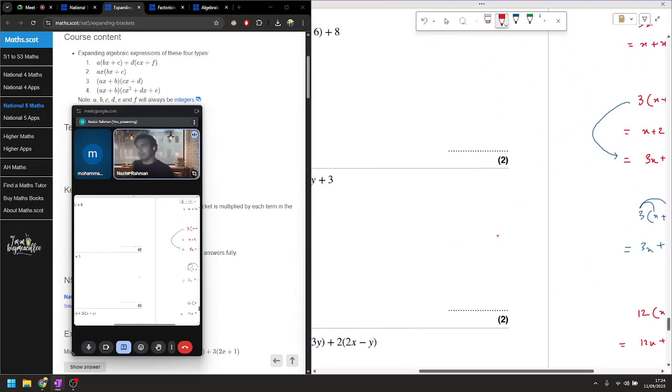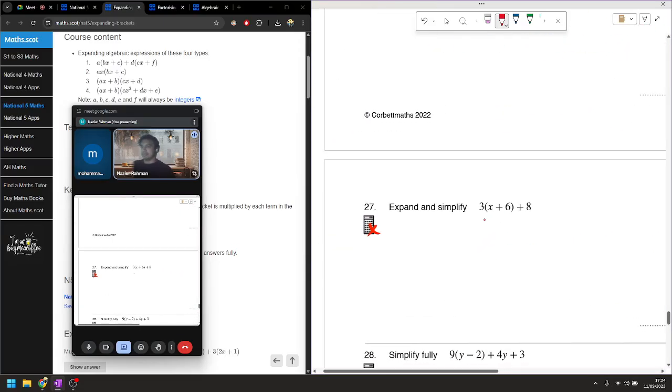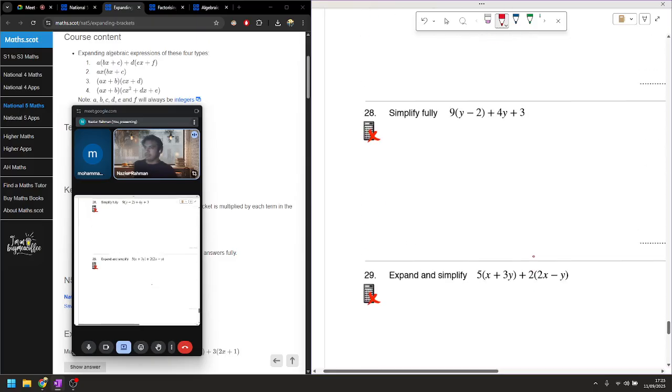I'm going to do a few, then you can try a few. So here I have expand and simplify, 3 times x plus 6 plus 8. First I'll expand this bracket out. 3 times x is 3x, and 3 times plus 6 is plus 18. And then outside I have plus 8. So that's the expansion done. Now the simplification, to collect the like terms. 3x is by itself, so we can't do anything to it. But I have 18 plus 8, which is plus 26. Does that make sense? Okay, I'll do one more.